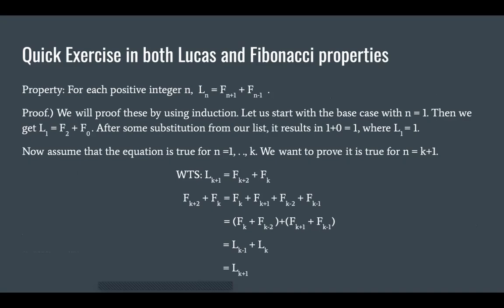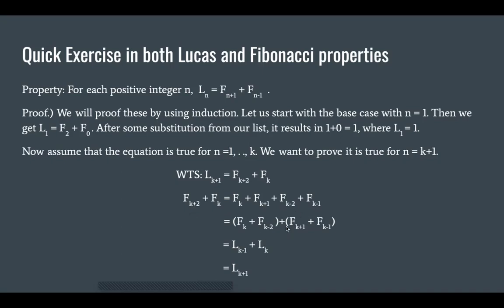Now we want to assume this equation is true for n equals 1 to k. We want to prove that it's true for n equals k plus 1. So we look at this proof down below. We show our what to show. We do a little manipulation right here where we know how to find the Fibonacci terms, where they're just the sum of the previous two terms, as we see f sub k plus 2 equals f sub k plus f sub k plus 1, and f sub k equals f sub k minus 1 plus f sub k minus 2.